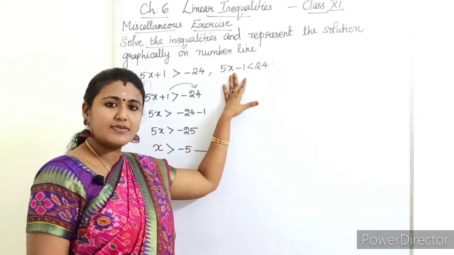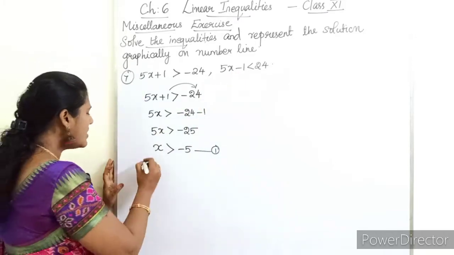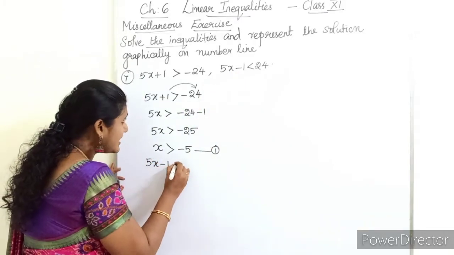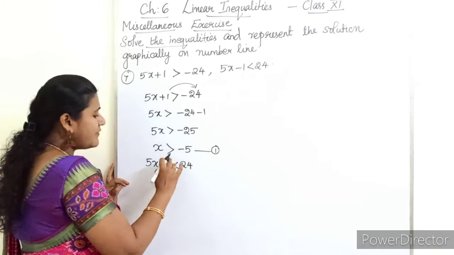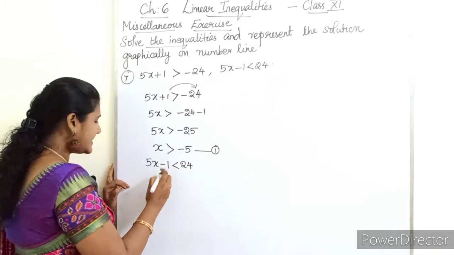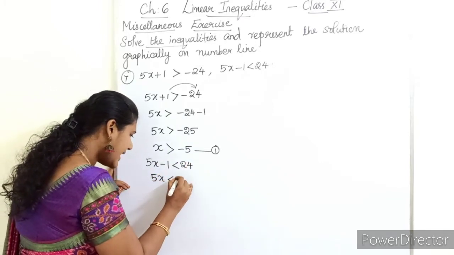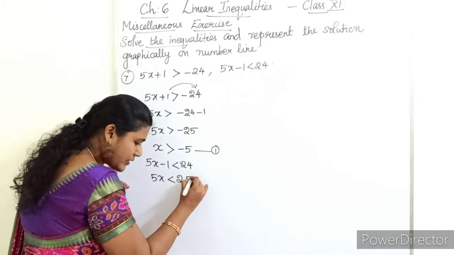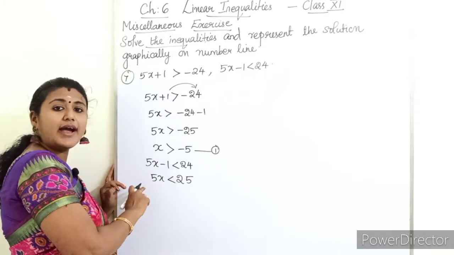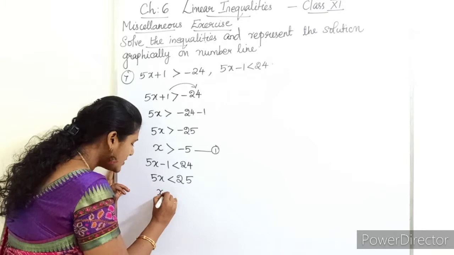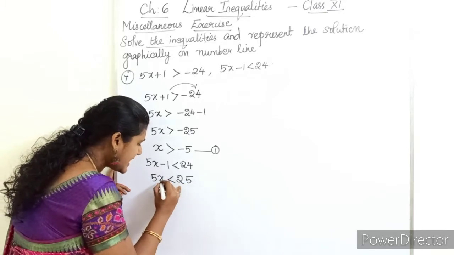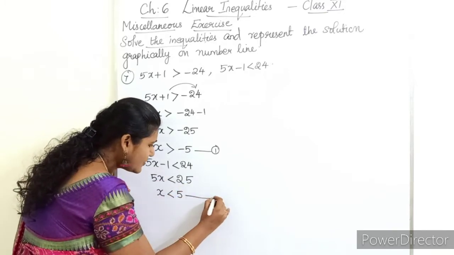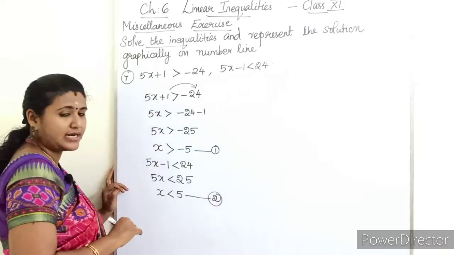Similarly, we will solve the second inequality also. So 5x minus 1 is less than 24. We will take this minus 1 to the right side. So 5x is less than 24 plus 1, which is 25. Again, we will divide the inequality by 5. So we will get x is less than 25 by 5, which is 5. So this is the second inequality.